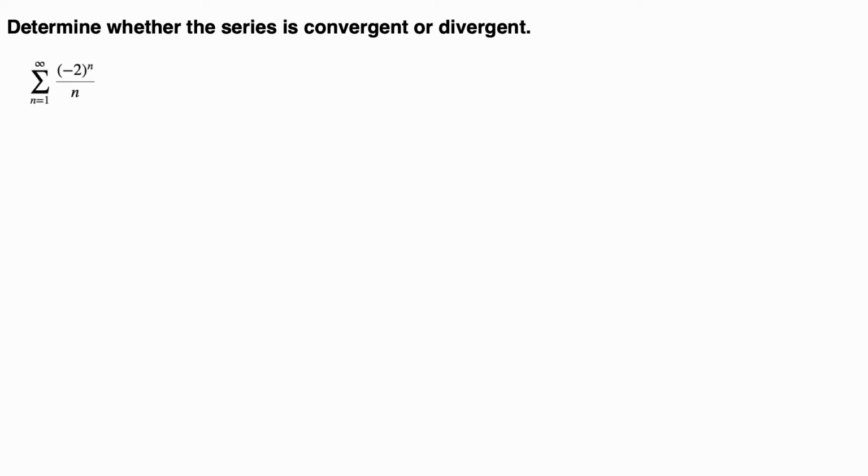Determine whether the series is convergent or divergent. We have the series from n equals 1 through infinity of negative 2 to the n over n. Negative 2 to the n is the same as negative 1 times 2 to the n, so negative 1 to the n times 2 to the n. Negative 1 raised to n, when we run from 1 through infinity, gives us negative 1, positive 1, negative 1, positive 1. So this is an alternating series.